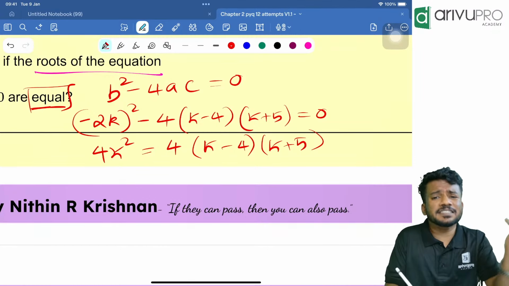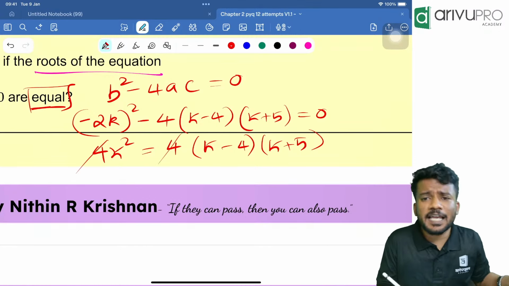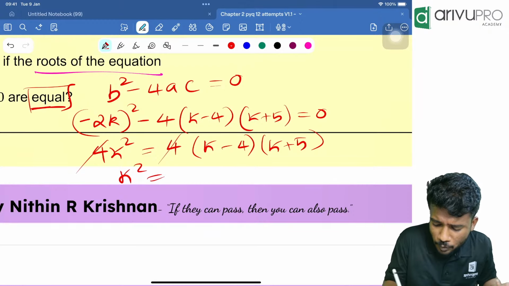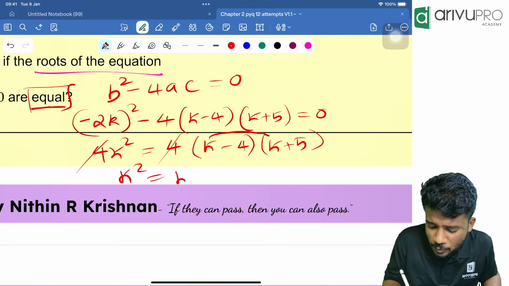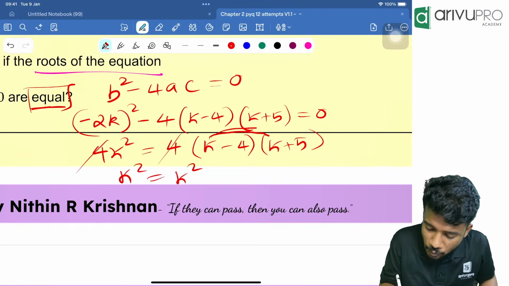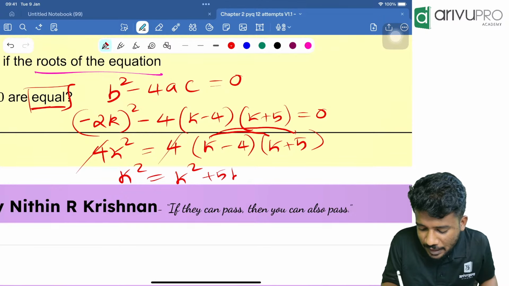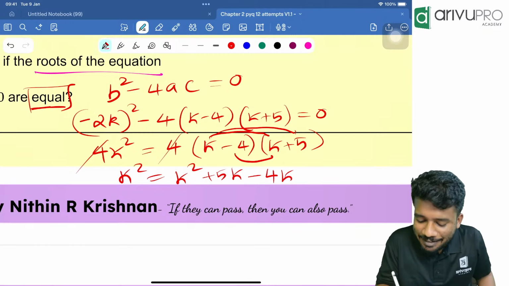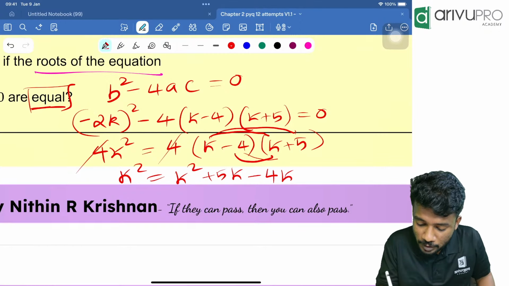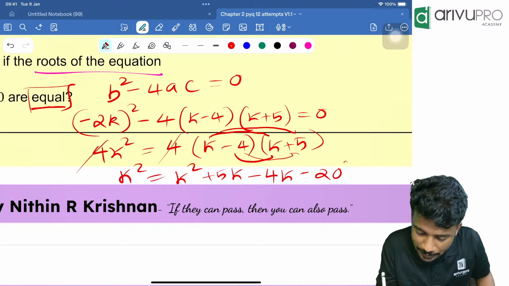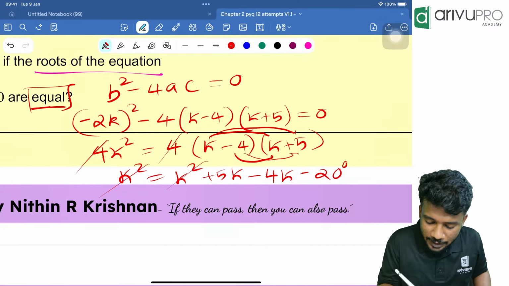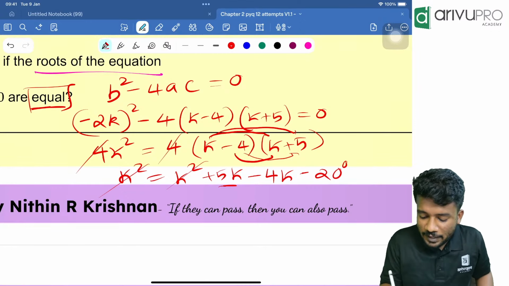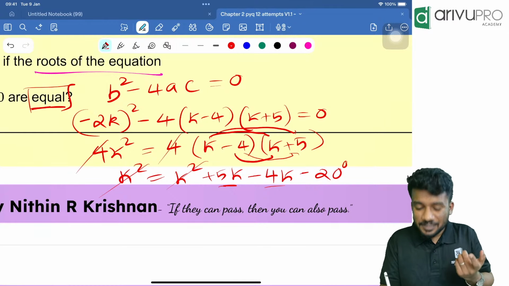Now people, what all things are getting cancelled off? 4 and 4 got cancelled. Then K square is equal to, open the bracket, K into K is K square. K into 5 is plus 5K. Then minus 4 into K is minus 4K. Then minus 4 into 5 is minus 20. People cancel things. K square got cancelled. Then 5K and this will become K.